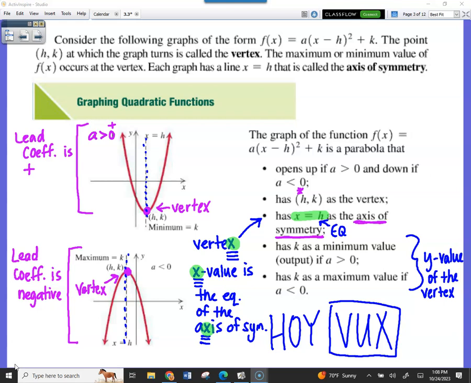So if you need to look up here, you can. What letter from vertex form tells me which direction it opens? A. A determines if it opens up or down. That's going to answer your question of whether it has a max or a min. You got to know which way it's opening to say if it has a max or a min. Can it have both? No, cannot have both.